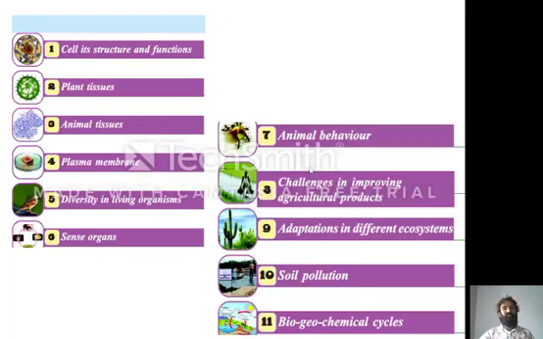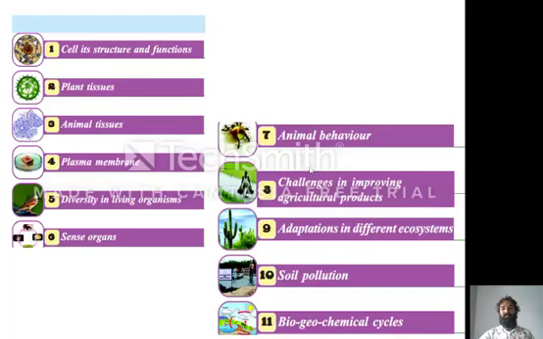In the sixth chapter, sense organs. There are five sense organs in the human body, that is eyes, nose, ears, tongue and skin. These five sense organs we learn about in detail in this chapter. Then the seventh chapter is animal behavior, how animals behave, which we will discuss in this chapter. And the eighth one is challenges in improving agriculture products. There are different patterns to improve agriculture products, which we will discuss in that chapter.